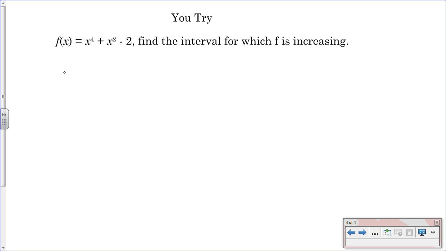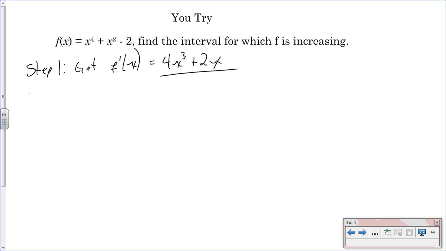All right, so step one, you got to get the derivative. Step one, get f prime of x. So that's going to be 4x cubed plus 2x, and then the minus 2 just kind of goes away. So here is our f prime. Apparently I can't spell. Step two, we want to get our criticals. Step two, get criticals.